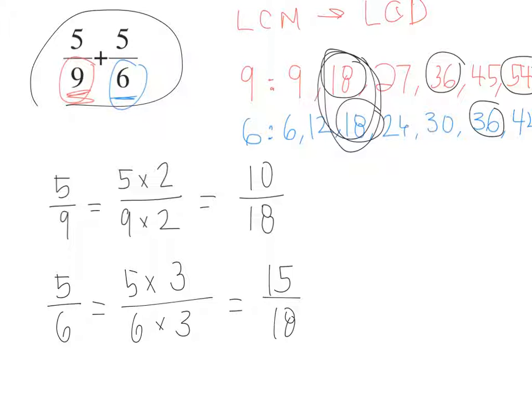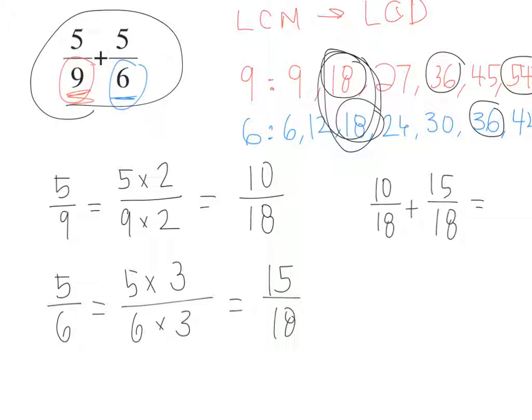Now I can rewrite this entire problem as 10/18 plus 15/18. Does this new problem have the same value as 5/9 plus 5/6? Yes. How do you know it has the same value? Because we converted to the same denominator, multiplying both the numerator and the denominator by the same number. Yeah, because these fractions over here are equivalent to these fractions, so that this has the same value as this. The only difference is now we've written it using an LCD, the least common denominator. And now we are ready to add.